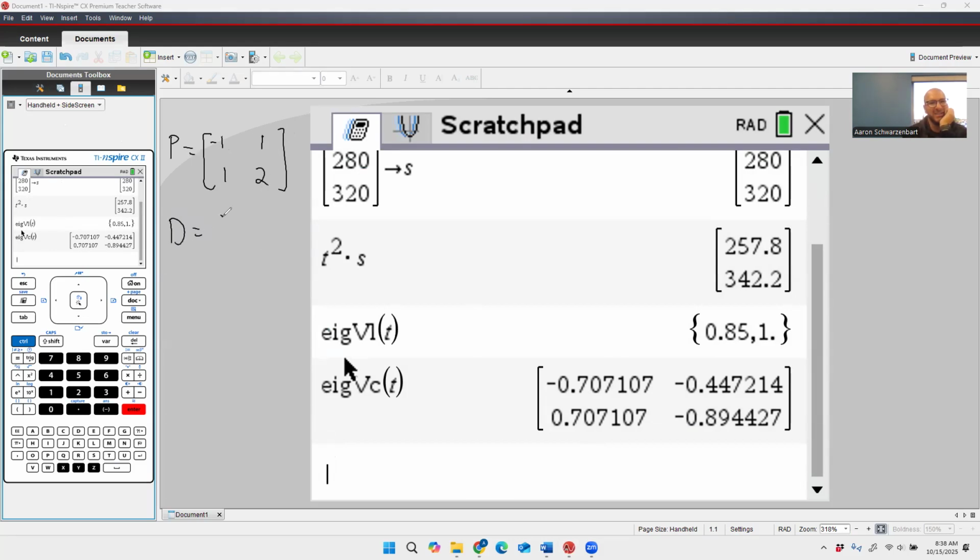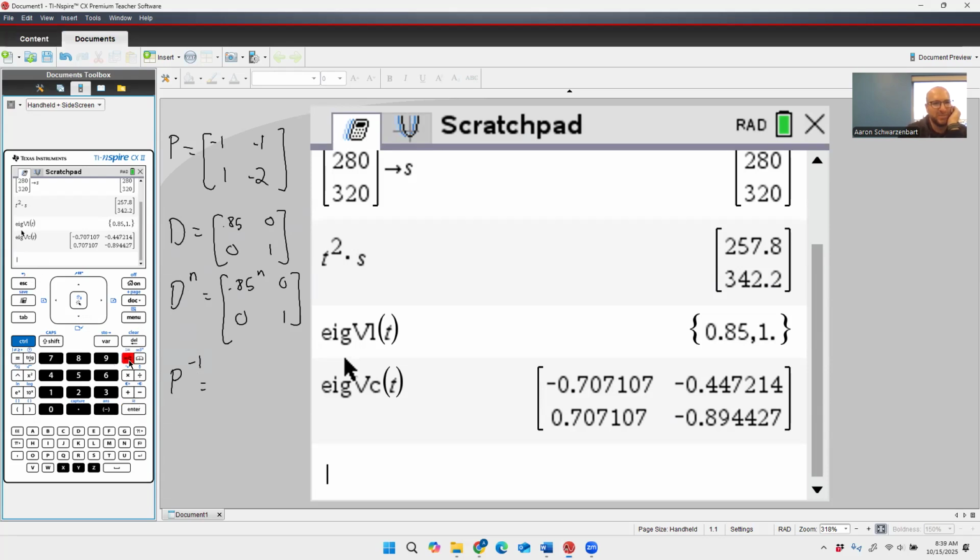D is this, and so D to the n becomes this. I'm going to take my P inverse, and I'm just going to use the negative so it matches up with what the book has. But yes, I feel like it's not necessary. So I'm going to enter that as a matrix, P, and then I'll do P inverse.